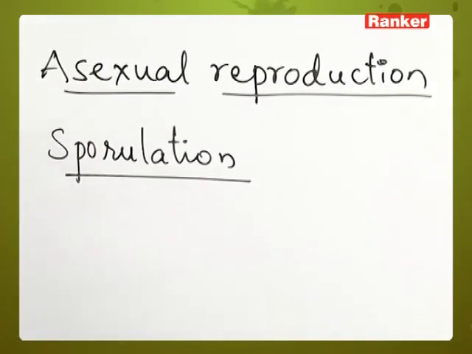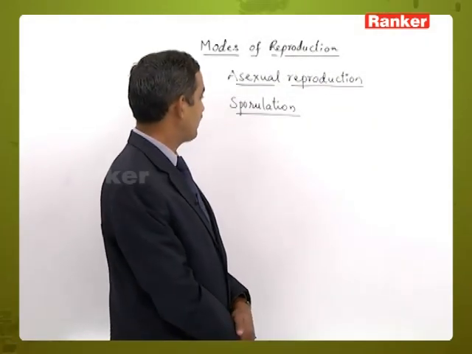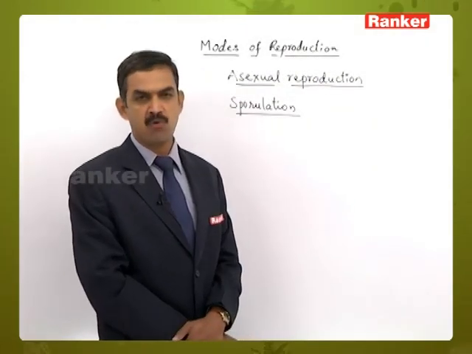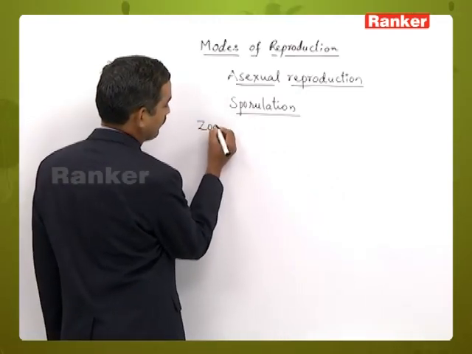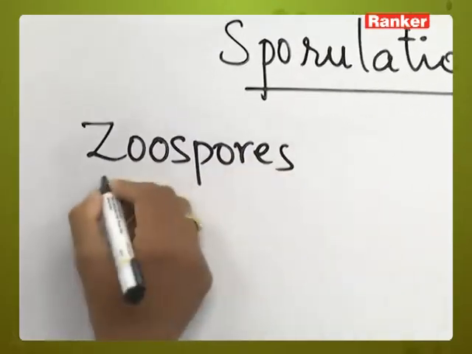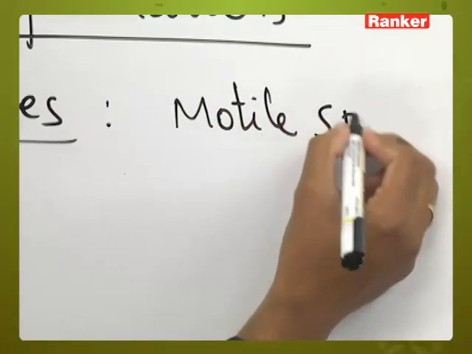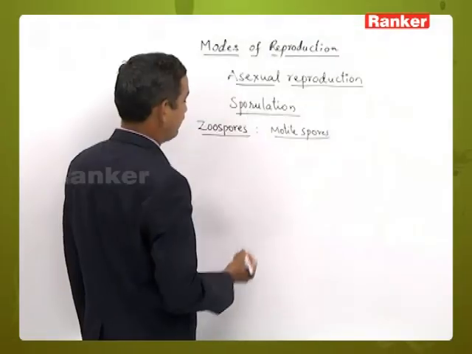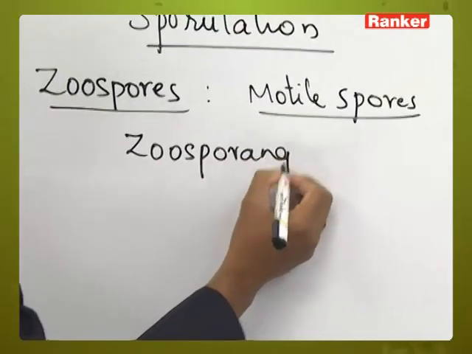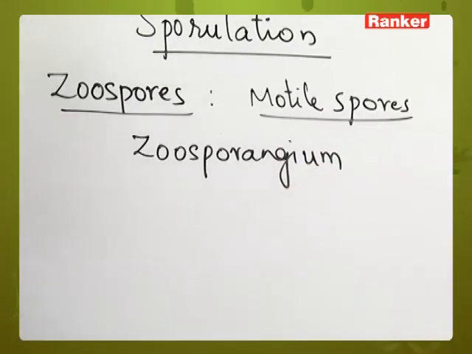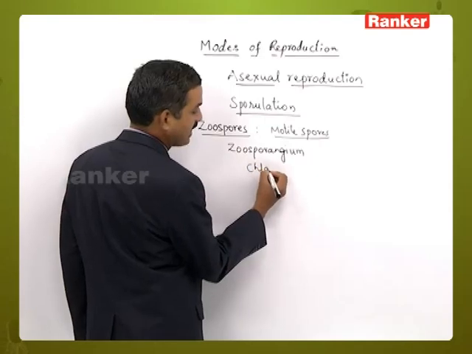Different types of spores are formed by different groups of plant species. Let us take some examples and the types of spores formed by various plant species. The first one is zoospores. Zoospores, as we have said, are the motile spores, and these are produced inside a special structure called a zoosporangium, or in plural zoosporangia. This can be seen in the example of Chlamydomonas, an alga.